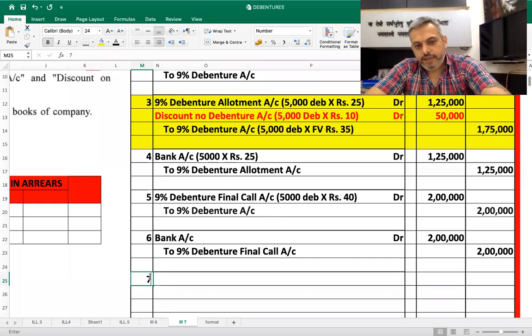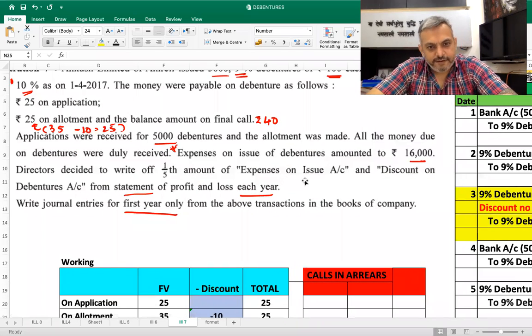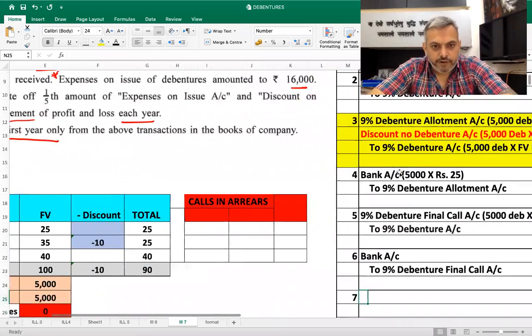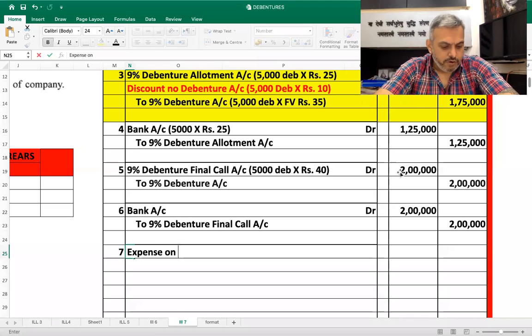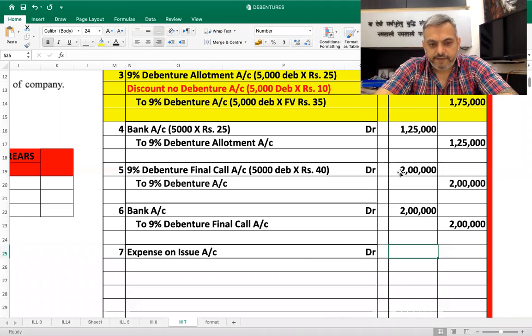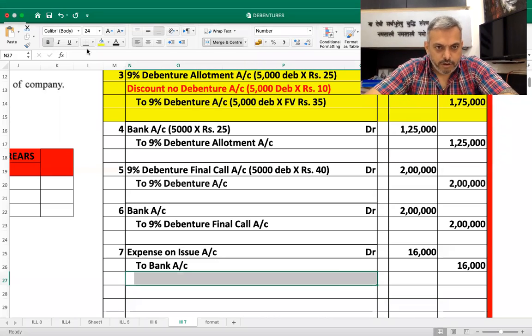Now 7, we are spending money on issue of debentures. So expense on issue of debentures is 16,000. So let's record the expense. Expense on issue account. The heading is already given in the question. Debit 16,000 to bank account. Narrations are very simple. You have to do it as homework.